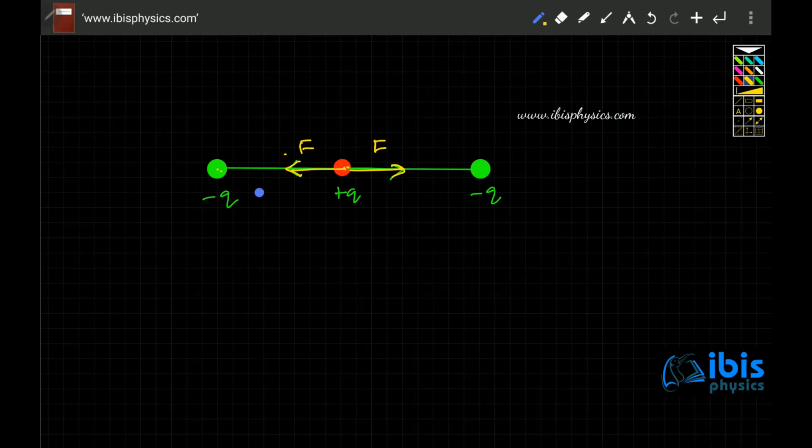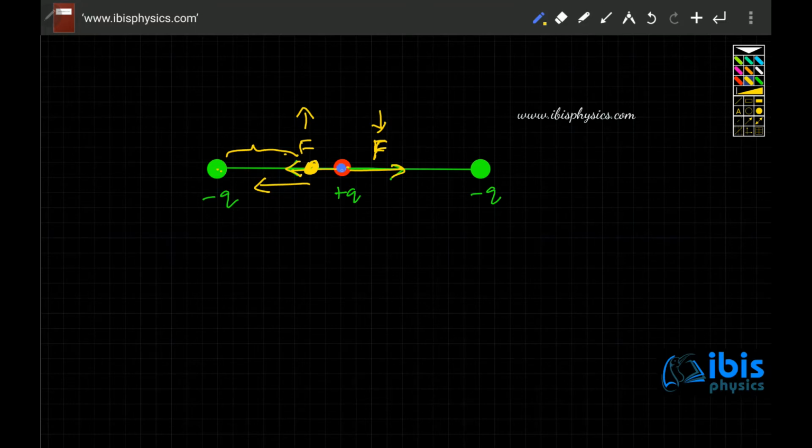If you move this charge slightly to the left, what happens? This distance decreases, so this force increases, whereas this distance increases, so this force decreases. So the tendency to bring this charge to this side will decrease, but the tendency to move it to the other side will increase. So it will move in this direction.